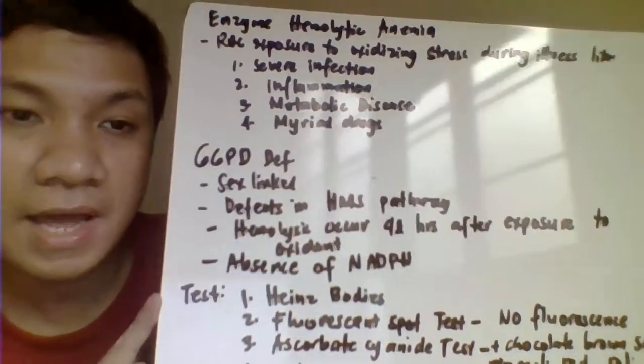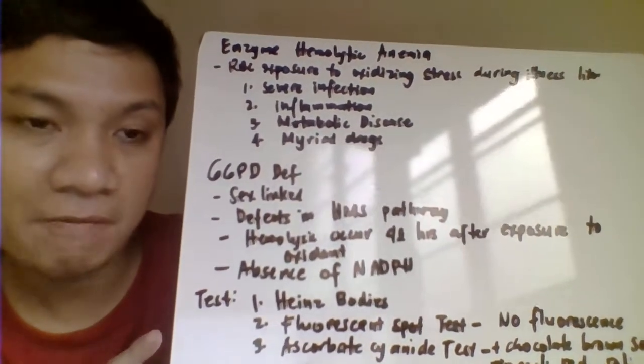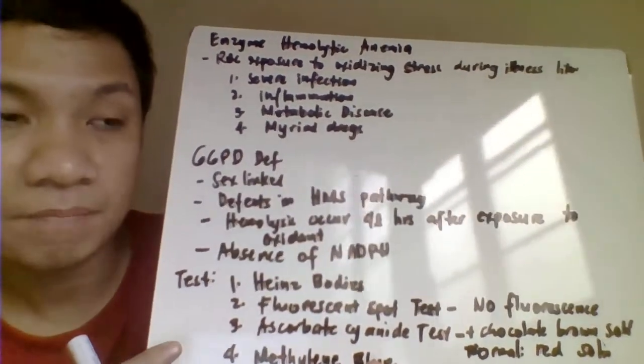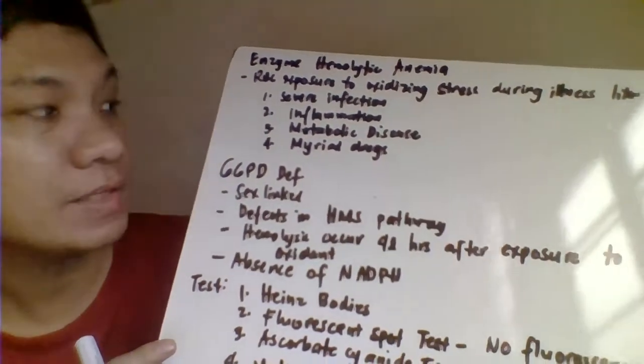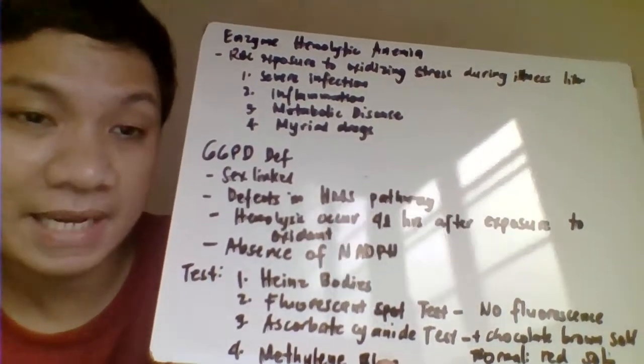Okay, then we have also the enzyme defects. So enzymes are needed for the RBC survival up to 120 days. One of the enzymes that is very important for the RBC survival is your glucose 6-phosphate dehydrogenase, or even the pyruvate kinase.